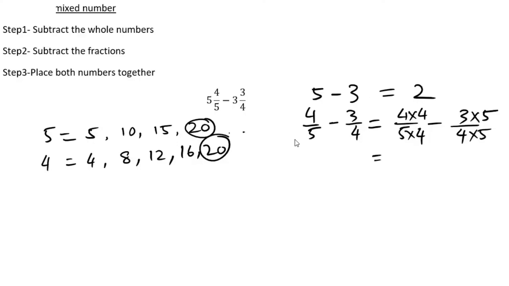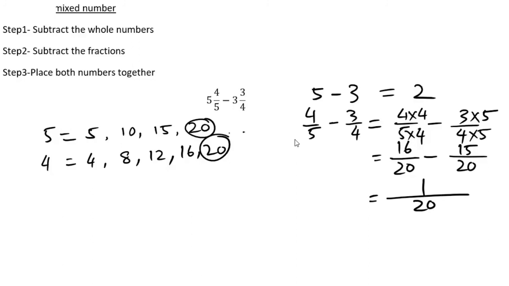So now you can see we have 20 in the denominator, and on the top it is 16 minus 15. Now our denominator is the same. We just make it a common denominator, and 16 minus 15 gives us 1. So 1 over 20 is the subtraction result for the fractions, but this is not the final result.